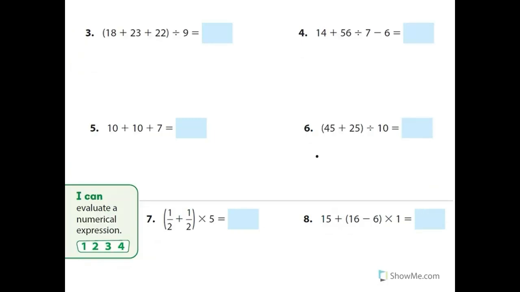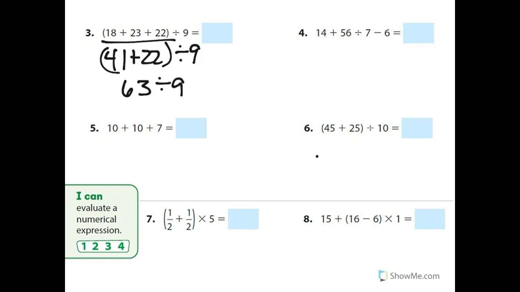All right. Did a lot of this in that parentheses, didn't we? So 18 plus 23 is 41 plus 22 divided by 9. 41 plus 22 is 63. All right, we got rid of our parentheses. Now 63 divided by 9 is 7. 7. Of course, you can put it there too. All right, number 4. Try that one, and then we'll go over it.